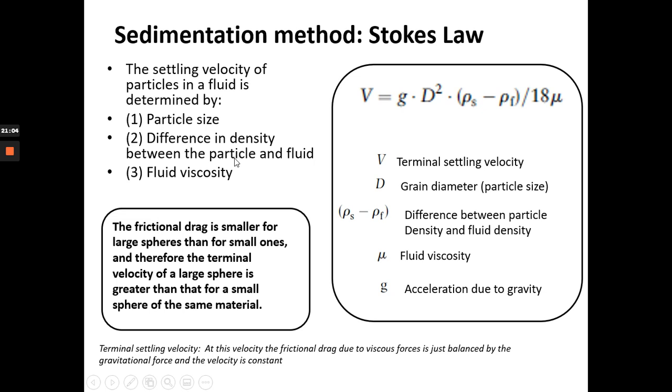What is meant by terminal settling velocity? You've done this experiment also in secondary school. At this velocity, the frictional drag due to viscous forces is just balanced by the gravitational force. So there is no acceleration. The grain falls down at a constant velocity, right? So you've reached the terminal settling velocity. So the general rule is this: frictional drag is smaller for large spheres than for small ones. Okay, therefore the terminal velocity of a large sphere is greater than that for a small sphere of the same material. So in common language, simply: of two grains, the coarser grain will fall faster. Yeah, so that's the basic.